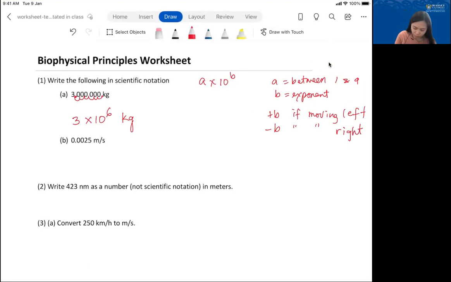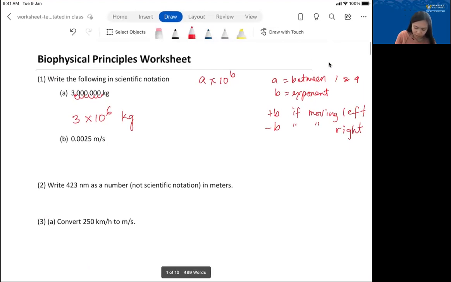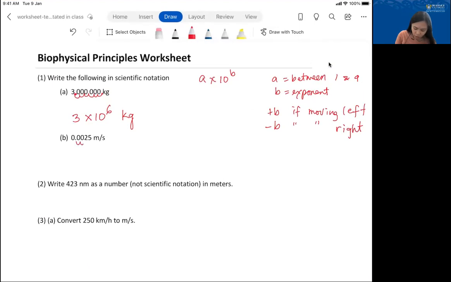So for the second example, it's easier to see where the decimal place is. You move that 1, 2, 3 spaces to the right, so that you have 2.5. Okay, 2.5 is a number between 1 and 9 times 10 to, you moved 3 places to the right, and that should be a negative exponent. You can see that if your exponent is negative, then your number is less than 1, whereas if your exponent is positive, the number would be greater than 1.